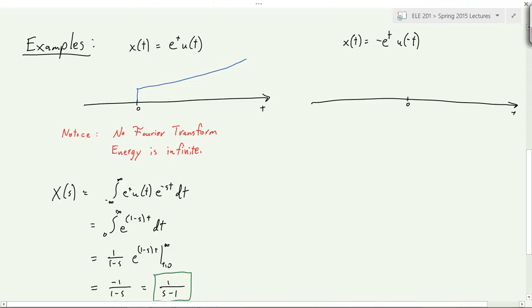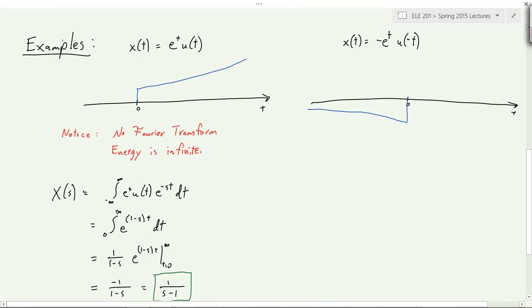So this is the example. So now it's decaying in the backwards direction, right? Okay. So is there a Fourier transform for this signal? It has finite energy, so this should be fine. We could do a Fourier transform. But let's do the Laplace transform.